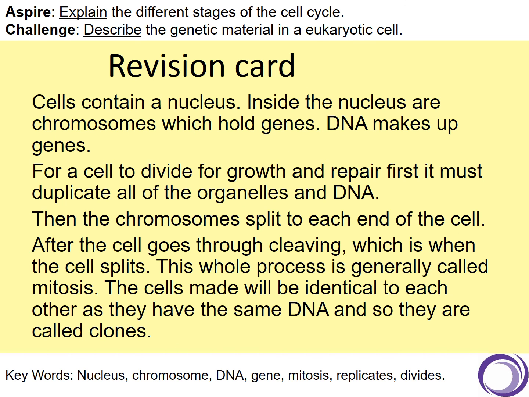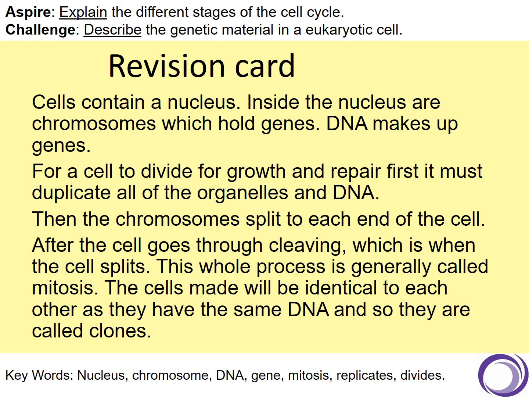So onto a revision card. If you're writing revision cards, brilliant, well done to you. This one is for biology paper 1, so I would make a note of that, I generally put it in the top right hand side of your revision card. And these were the main points of the lesson. So cells contain a nucleus, inside the nucleus are chromosomes, and those chromosomes hold genes. You might want to add in there that genes code for proteins and DNA makes up genes. So DNA is the smallest thing, then genes, then chromosomes, then a nucleus.